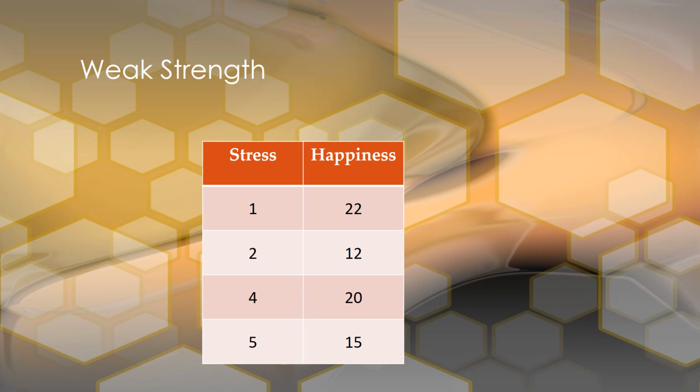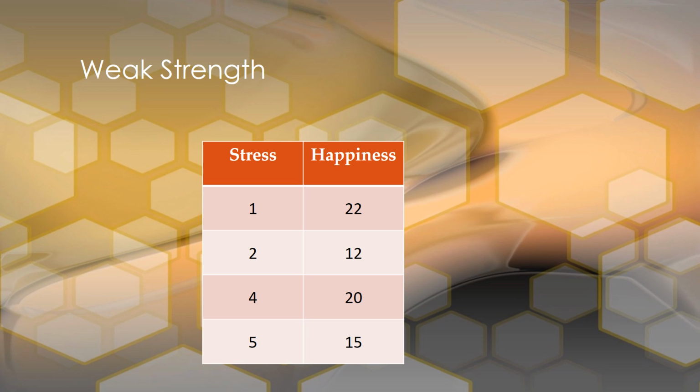Here's a weak strength, so stress is going up, and then we go up, or we go down most of the time for happiness. So from 22 to 12, we're going down, but then from 12 to 20, we go up, and then from 20 to 15, we go down. So most of the time, happiness is going down as stress increases, but there is that one person that has a happiness level of 20, even though the stress is at 4.